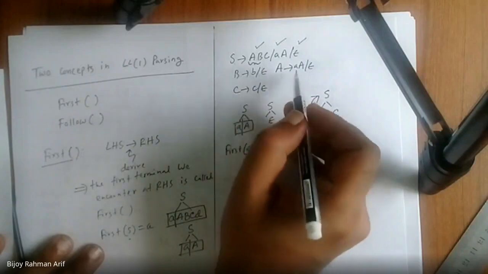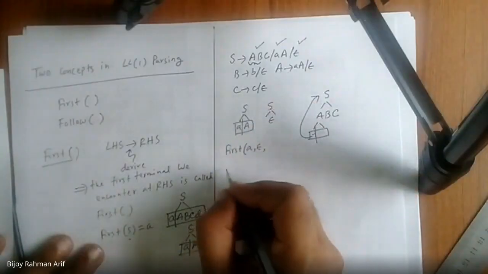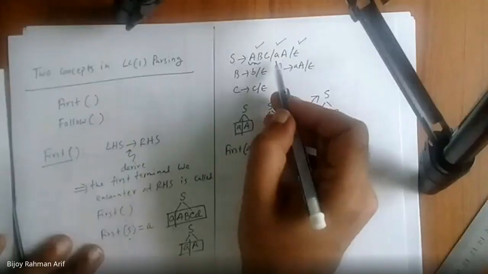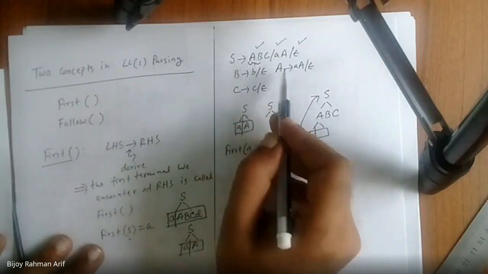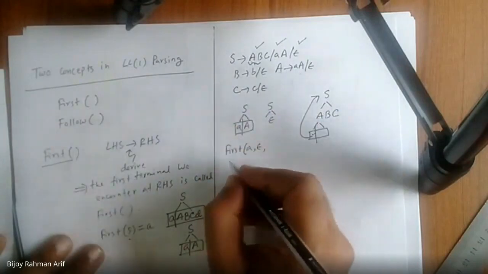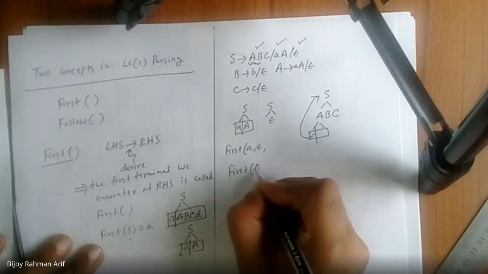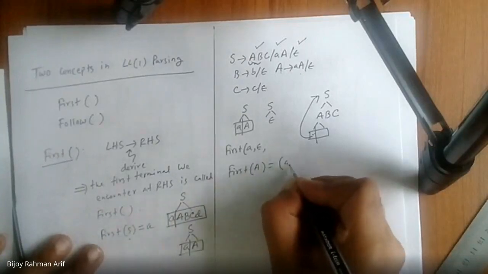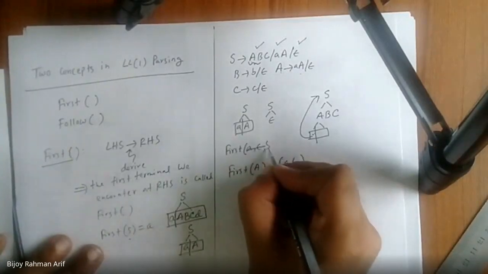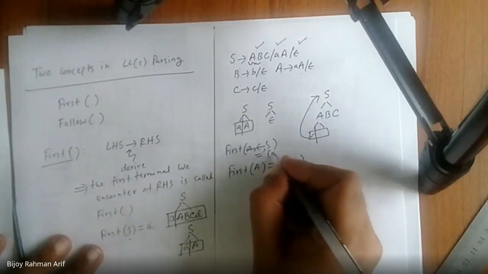First of ABC is nothing but small a, the first of capital A. What is first of capital A? Small a. Okay, fine, so small a is done. First of A can also be epsilon. Up to now we have got a and epsilon.